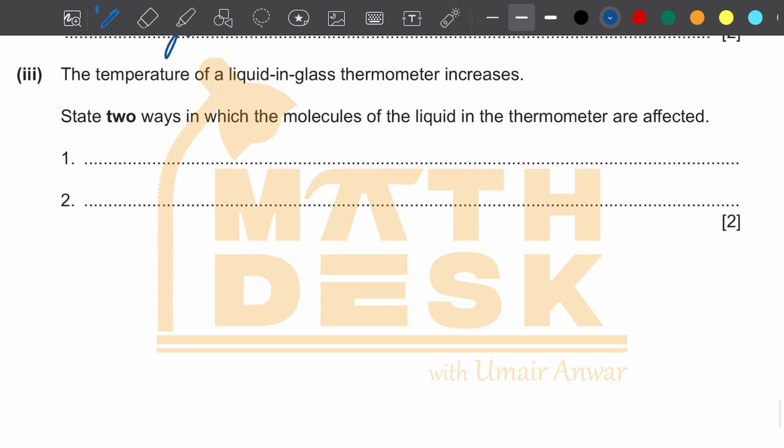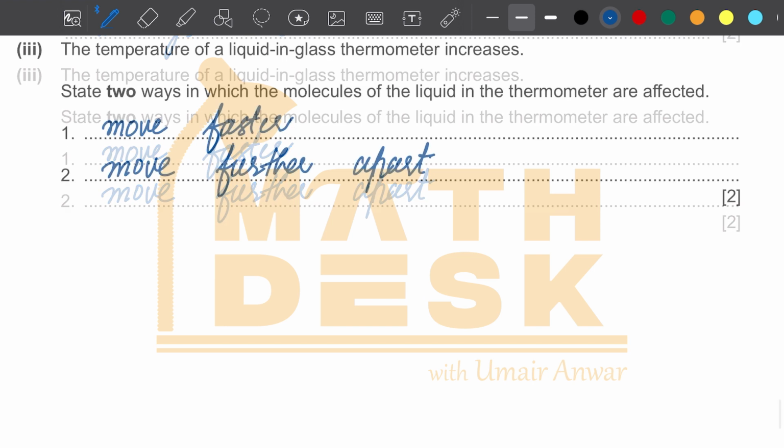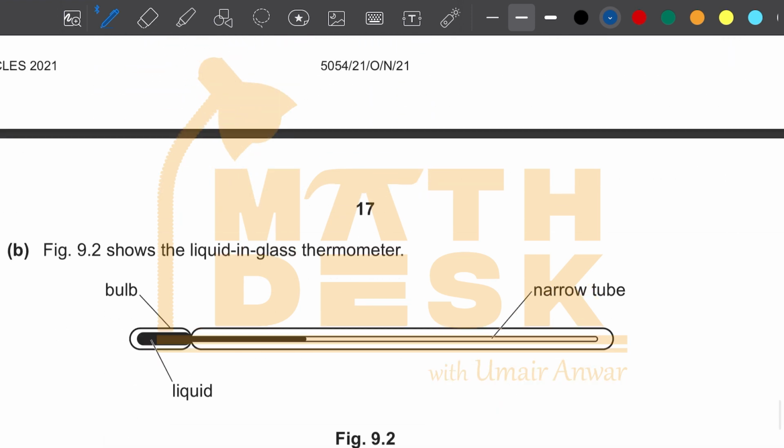The temperature of a liquid in glass thermometer increases. State two ways in which the molecules of the liquid in the thermometer are affected. So when the temperature is increased, they start moving faster and they move further apart because of the thermal expansion. So that is why we have a larger reading in the thermometer.